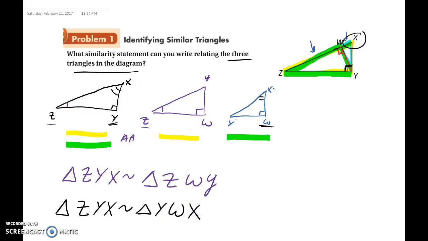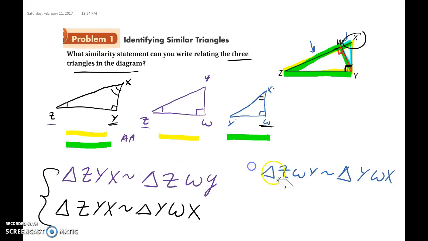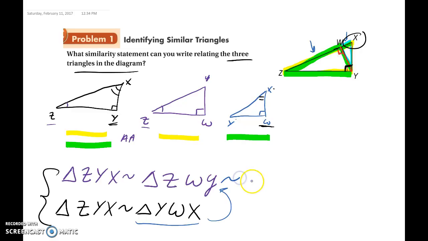So we know that these are two similarity statements that we can create, but we want to create one similarity statement. We can add one more similarity statement, and we can say that these two triangles are similar to each other. So triangle ZWY is similar to triangle YWX. Another thing that you could have done, I'm just going to erase this real quick, is since we know that these two are in fact similar to each other, I can just take this and write it at the end. So I can say, and this is also similar to triangle YWX. Either way that you write it, I'm fine with. That is it for this video.